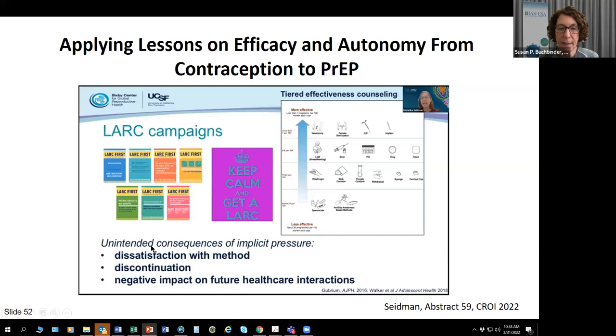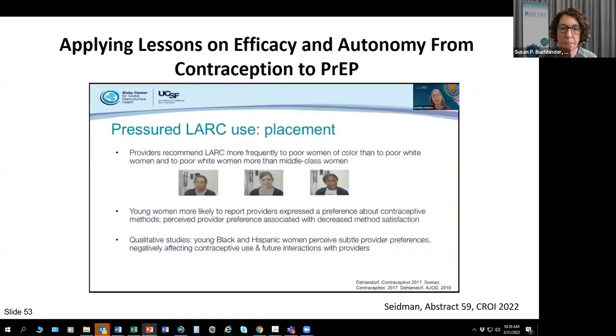And that had the unintended consequence of dissatisfaction with the methods, discontinuation, and negative impacts on future healthcare interactions. And she gave us some quotes from patients who were speculating that maybe there was a contest going on behind the scenes, and that's why they were being pushed into getting and keeping IUDs.